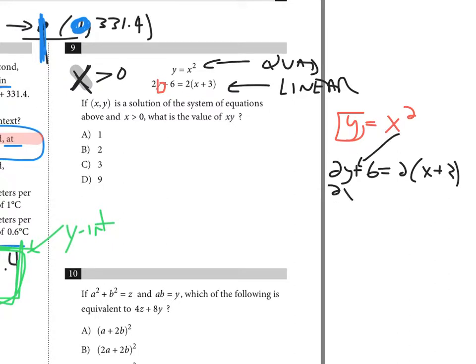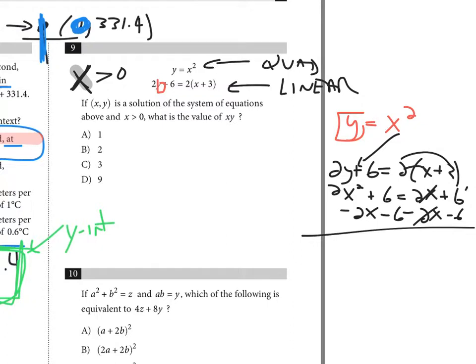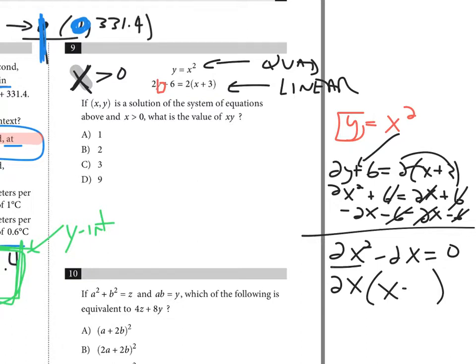Well, now it's going to be 2 times x squared plus 6 equals, I'll distribute the 2, so 2x plus 6. So here I'm going to solve this quadratic equation by bringing everything over to the left. So here I'm going to subtract 2x, and here I'm going to subtract 6. And when I subtract 6 on both sides, the 6's cancel. So here I have 2x squared minus 2x equals 0. I will solve this by factoring. I'll take out the greatest common factor of 2x. So I have 2x times x is 2x squared. 2x times negative 1 is negative 2x.